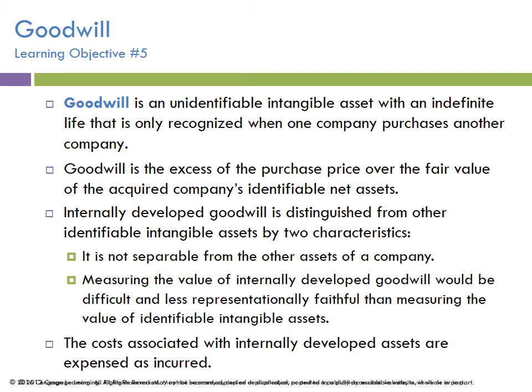Because everybody thinks their company's great and has all this extra stuff in it. The costs associated with internally developed assets are expensed as incurred. It just keeps everybody honest. How do you determine how much it costs and be able to call it an asset? So we just expense them.